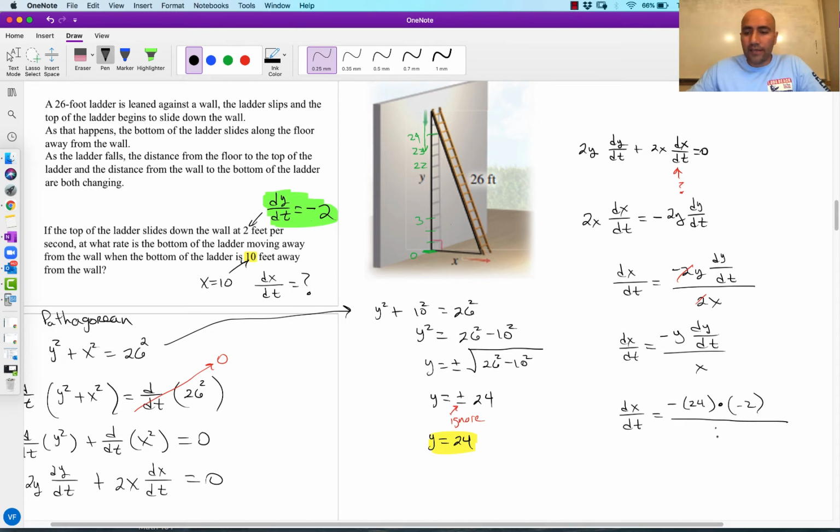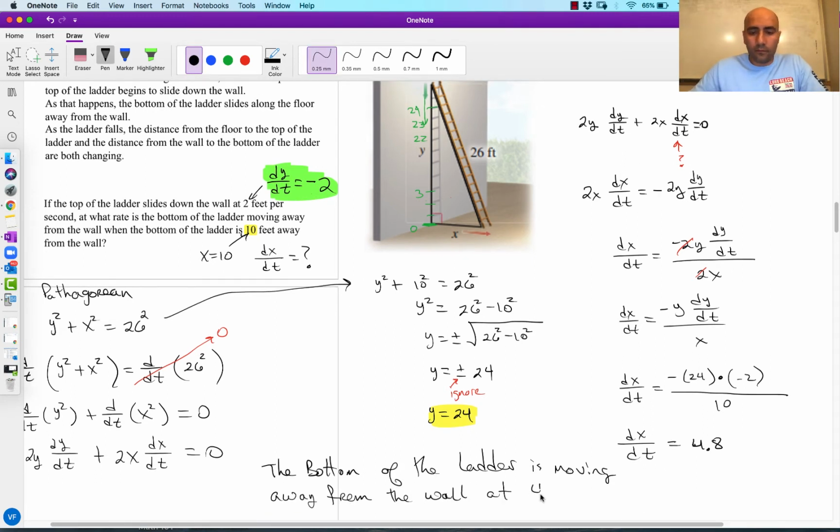and then the x, they told us x was 10. So we have everything we need now, and so dx/dt is going to be equal to negative 24 times negative 2, which equals positive 48 divided by 10, which is just going to be equal to 4.8. So that's the way the x is changing. If the top of the ladder slides down the wall at 2 feet per second, then the bottom of the ladder is moving away from the wall at 4.8 feet per second.